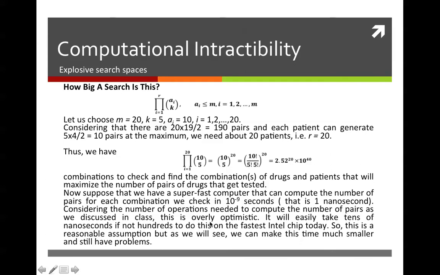This is overly optimistic, as we debated in class, because just to compute this particular set of pairs at each step for one of these choices of assignments we make of the drugs to the patients, this is way too little time, I should say, to be able to do this. But even if we make that smaller, we would not be able to deal with this number of computation steps, as we'll just see on the next slide.